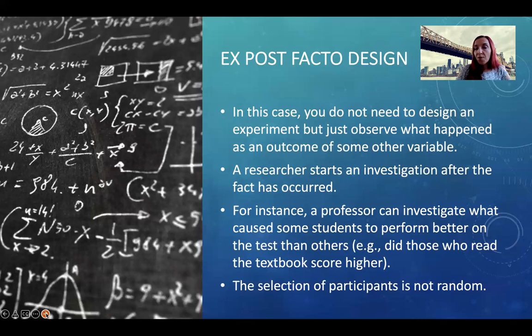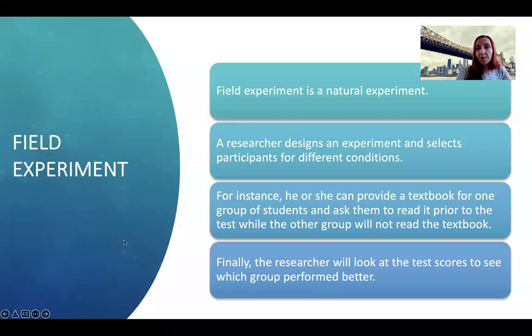students started watching my video lectures more frequently. And another example is that a professor can investigate what caused some students to perform better on the test than others. They learned that these students perhaps read the textbook and other students did not. So a professor wants to investigate what caused them to perform better. In this case, the selection of participants is not random because you're not randomly selecting people. Something happened and then you're just observing the consequences of what happened.